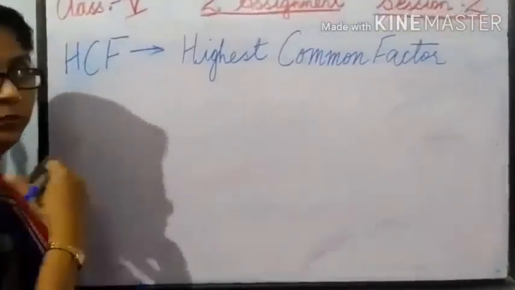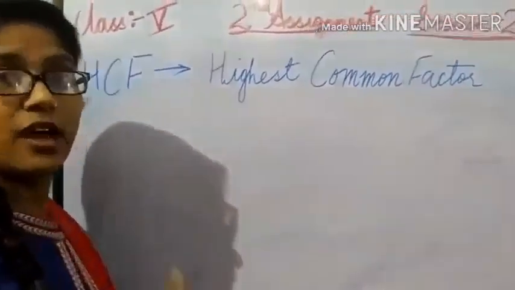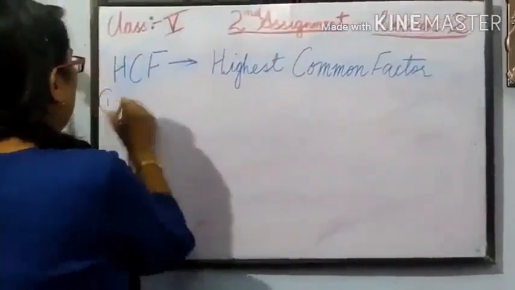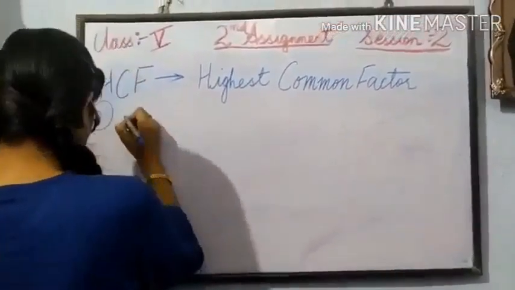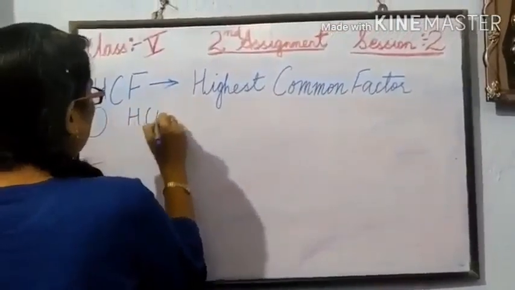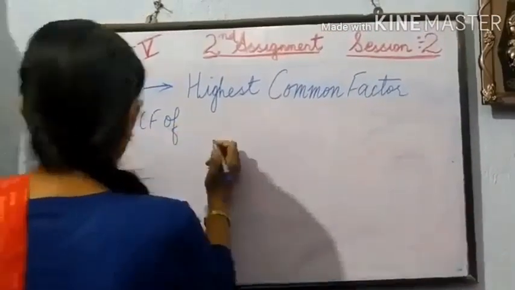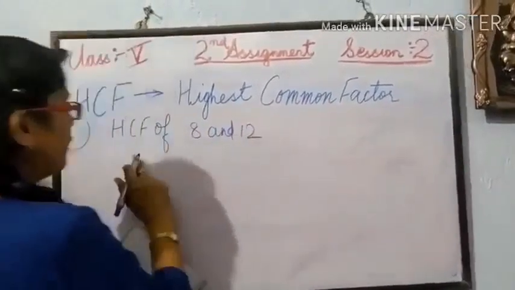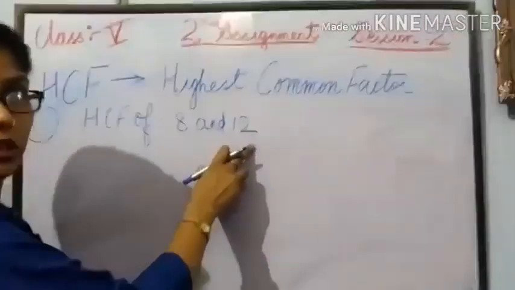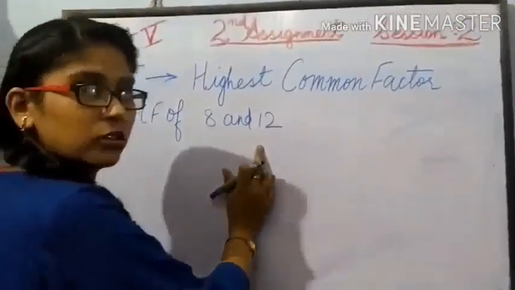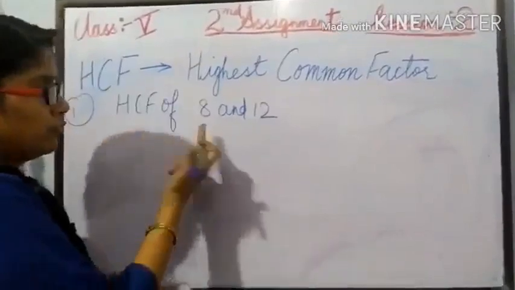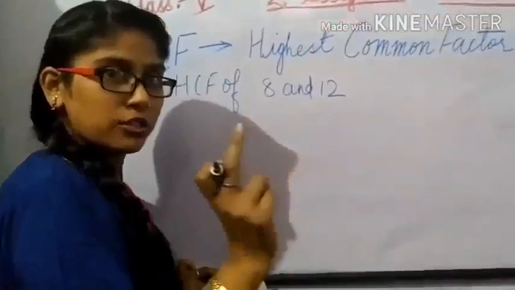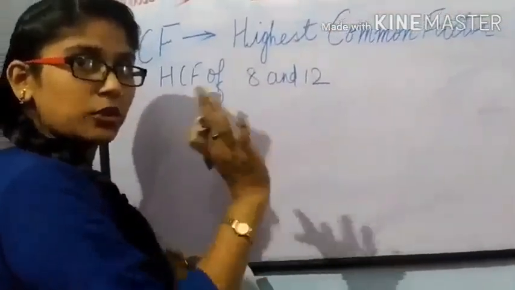Next topic is HCF. HCF means highest common factor. So I am taking example 1. Find the HCF of 8 and 12. Here we can see, children, 8 and 12 both are even numbers. So for finding the HCF, we should always take the smallest even number that can divide these two numbers exactly.